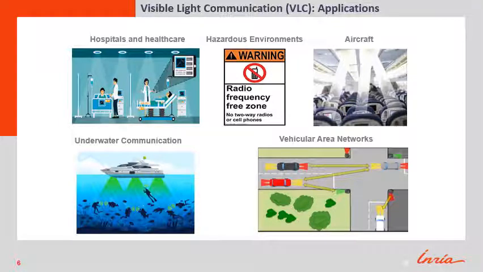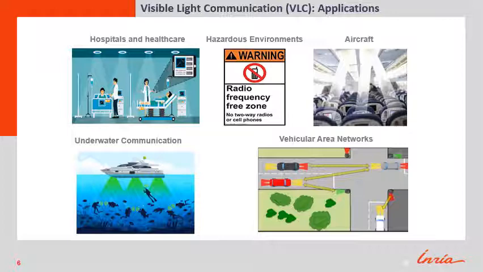There are lots of possible realistic scenarios in which we could employ visible light communication. For example, in hospitals, in hazardous environments, like for example petrochemical plants, or mines, or aircrafts, where the radio frequency waves are forbidden or strictly limited. Because, for example, they could interfere with critical devices, or they could cause accidents, like, for example, interacting with chemical substances.